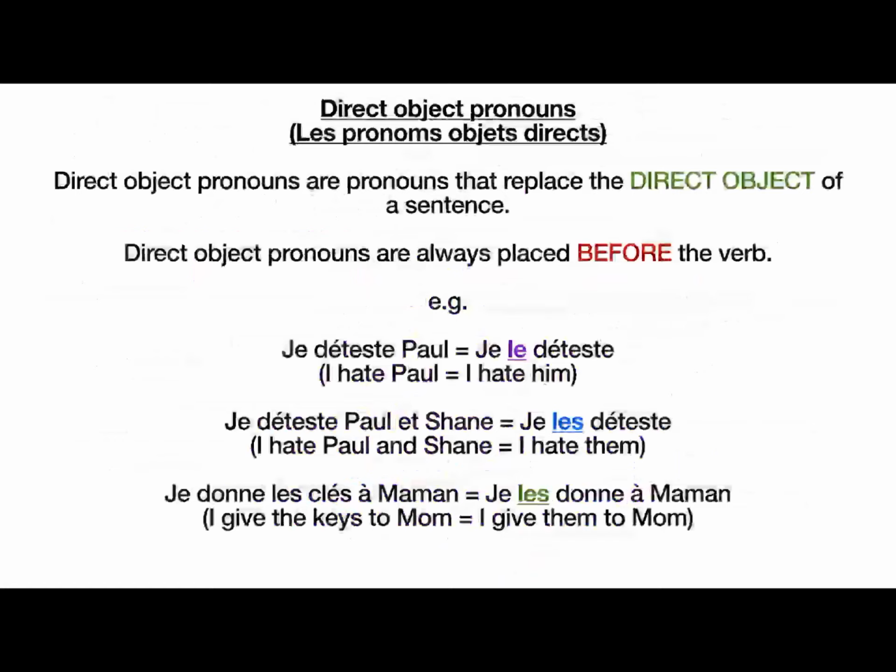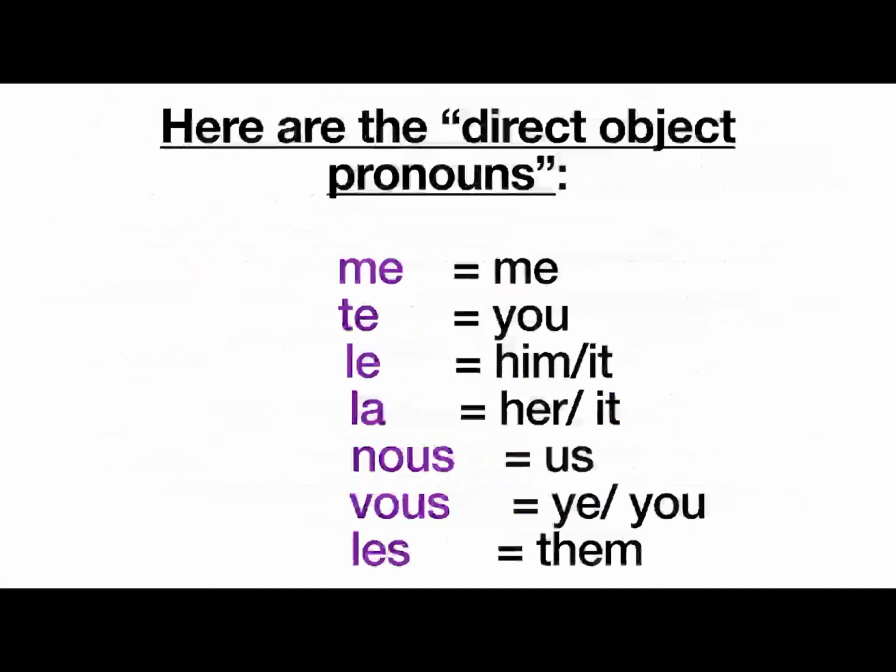So they replace the direct object of a sentence. So I hate horror films. I hate them. She hates popcorn. Okay, she hates it. He hates Sophie. He hates her. So you're replacing the direct object of a sentence. I give the books to the teacher. I give them to the teacher.